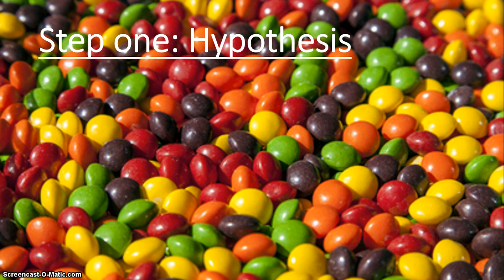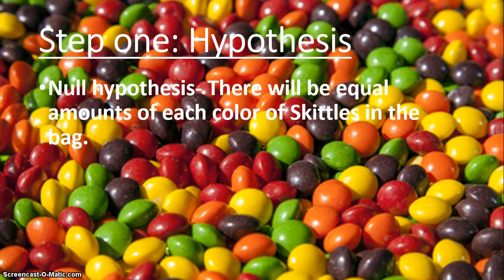Okay, so the first thing that we have to do in our lab here is come up with a hypothesis. We always start out with what's known as the null hypothesis. There will be an equal amount of each color of Skittles in the bag. So we start off with a bag of Skittles. We're going to say that the dispersion is equal.